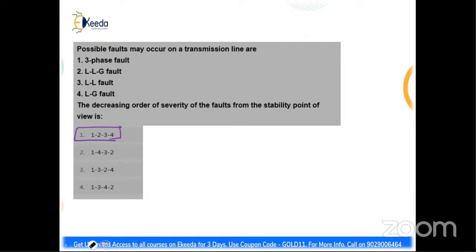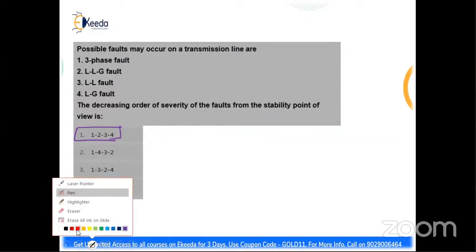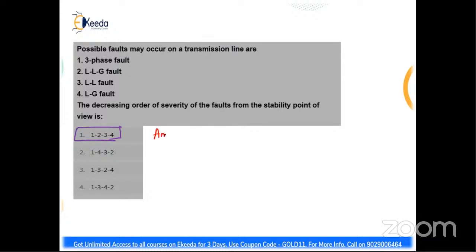So these are the given faults here, right? There are different types of faults like single line to ground fault, line to line fault, double line to ground fault, three-phase faults, that is LLL or LLLG faults. Among the given faults, there are four options: three-phase fault, line to line ground fault, line to line fault, and line to ground fault.